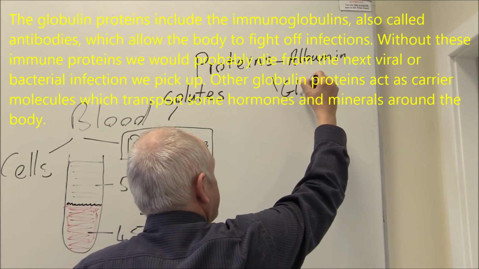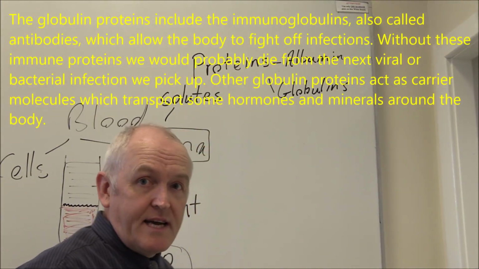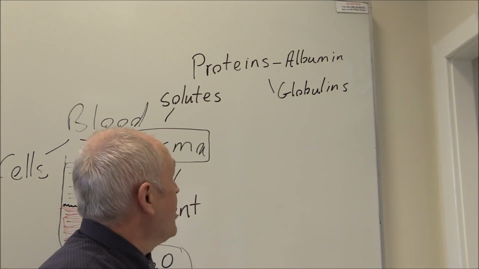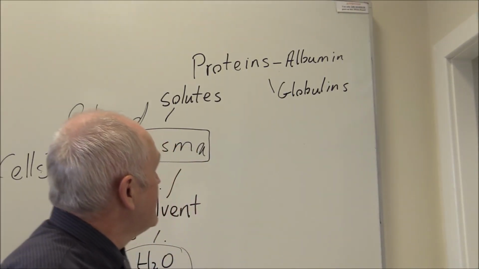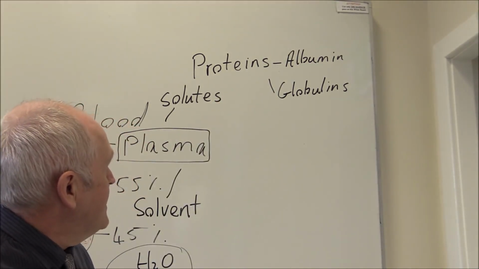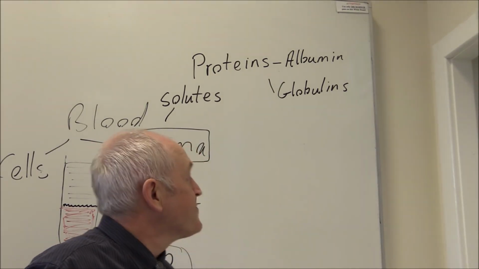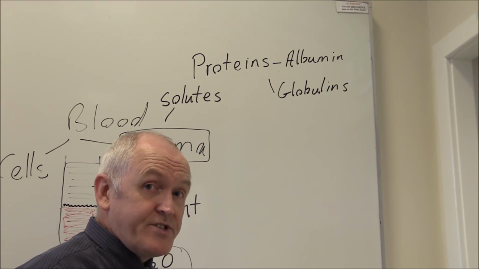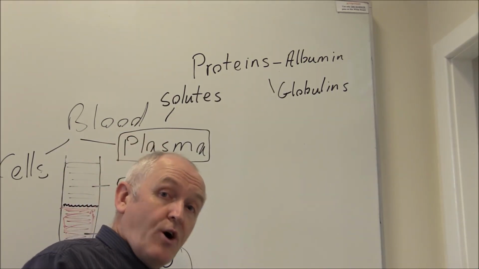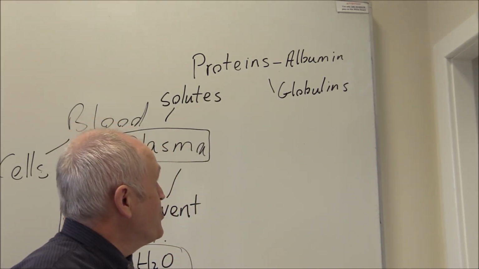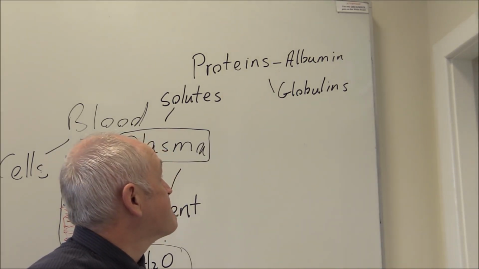Then there's globulins. Proteins which are globular in nature. Now, the globulins, like the albumin, some are made in the liver. All the albumin is made in the liver. Some of the globulins are made in the liver. But other components of the globulins, the immunoglobulins, are actually made by the white cells, the lymphocytes, because the immunoglobulin component of the globulins are the immune proteins, giving the body specific acquired immunity.